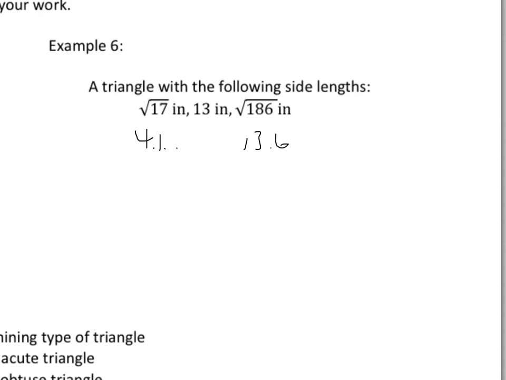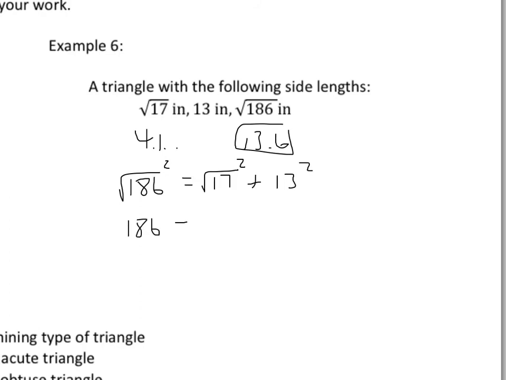So we can see that the root of 186 is longer than 13, so this would be the hypotenuse. So knowing that, we will take that side, so 186 square rooted, and we will square it, that'll be the hypotenuse, equals the other two sides squared and added together. So again, square and square root cancel, so we get 186.